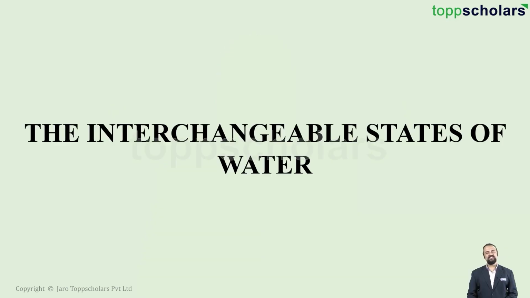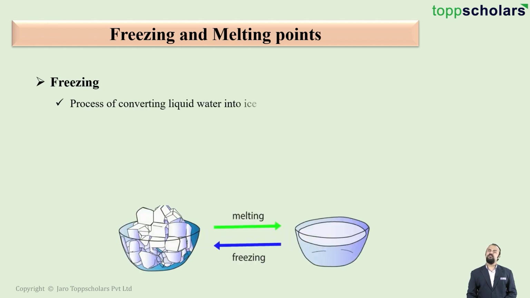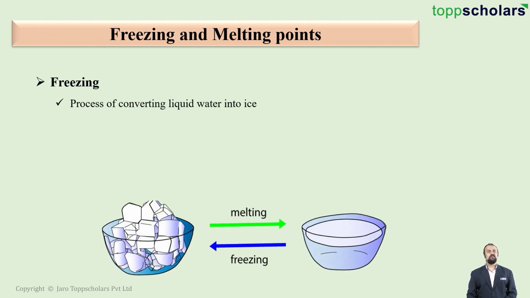Today we'll be talking about another very interesting topic, that is the interchangeable states of water. The first one is the freezing and melting points. Now let us first understand what is meant by freezing. Students, we are talking in terms of water. So freezing is the process of converting liquid water into its solid form, that is ice.